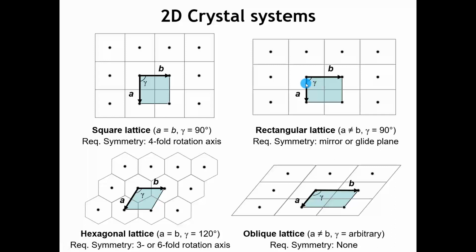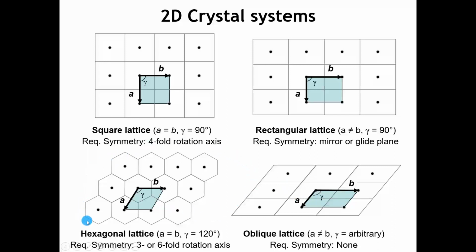And we'll see later that the requisite symmetry element of a rectangular lattice is a mirror plane, or something that we'll talk about in a couple of lectures, which is a glide plane. In an oblique lattice, it's not required that we have any symmetry, although in a two-dimensional oblique lattice we could have a twofold rotation axis, but that's not required.